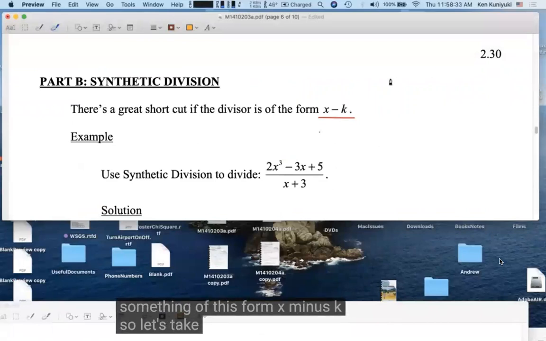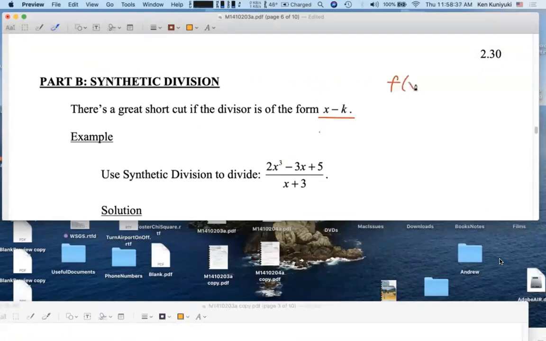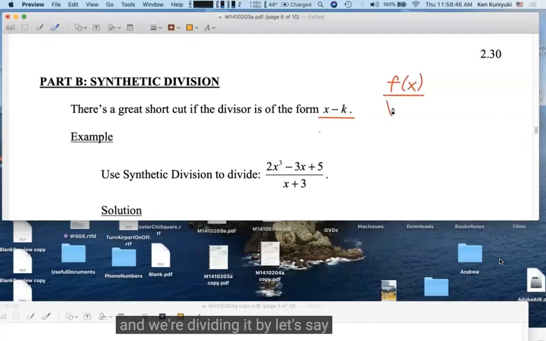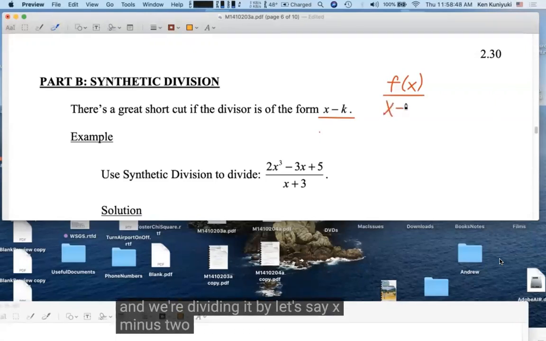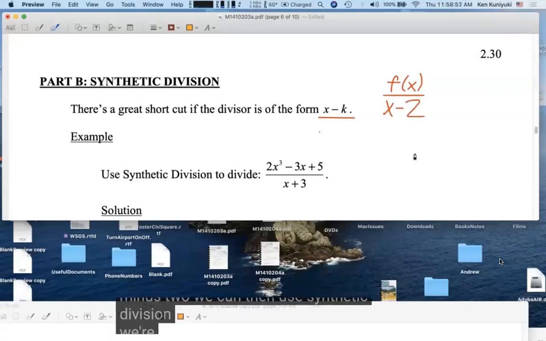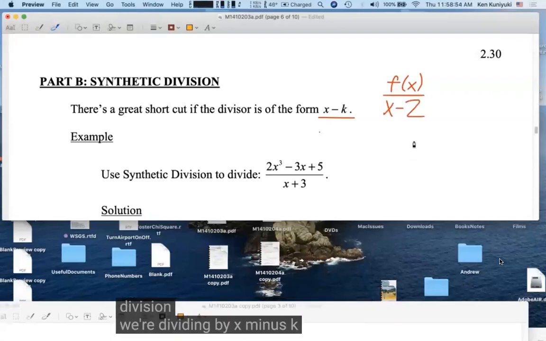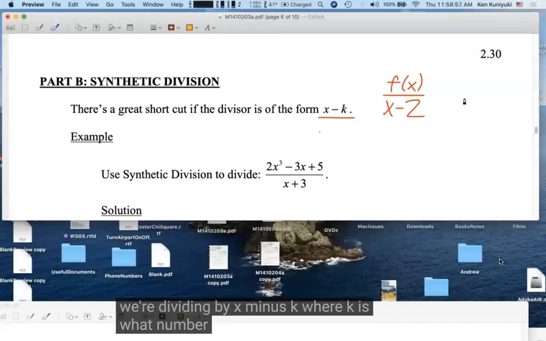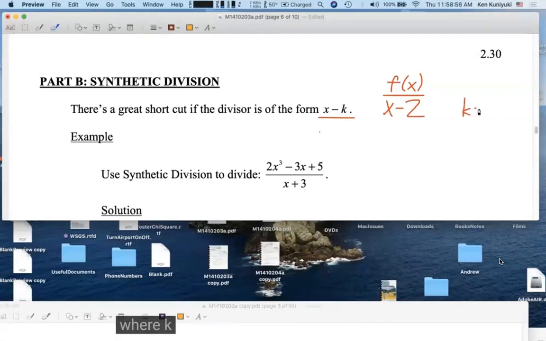So let's take a numerator, a polynomial f of x in x. And we're dividing it by, let's say, x minus 2. We can then use synthetic division. We're dividing by x minus k, where k is what number? Where k is 2.